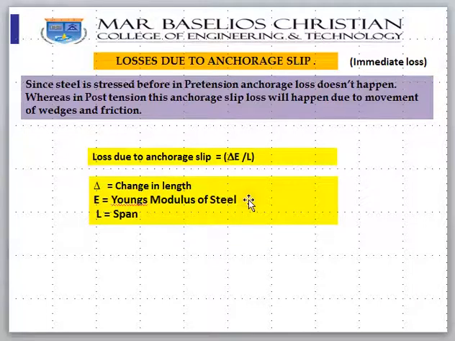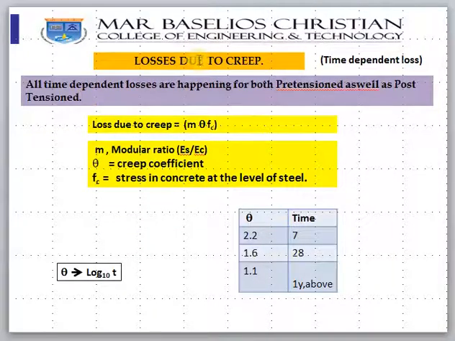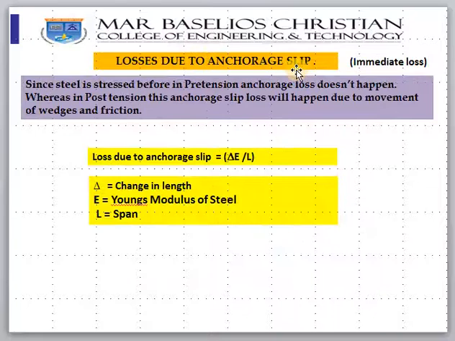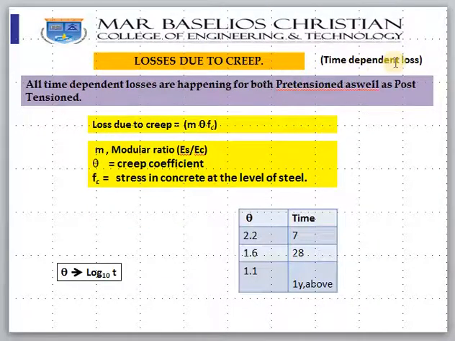Then E is equal to Young's modulus of steel, and L is equal to the span. Another thing is loss due to creep. It is time dependent. Whatever we have discussed now are immediate losses. Now we are going to discuss time dependent losses, which happen for both pre-tension and post-tension. So, loss due to creep.